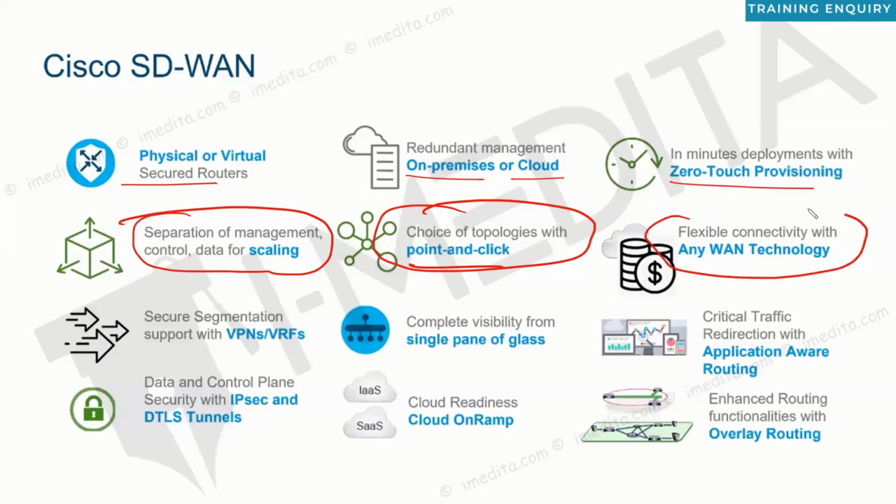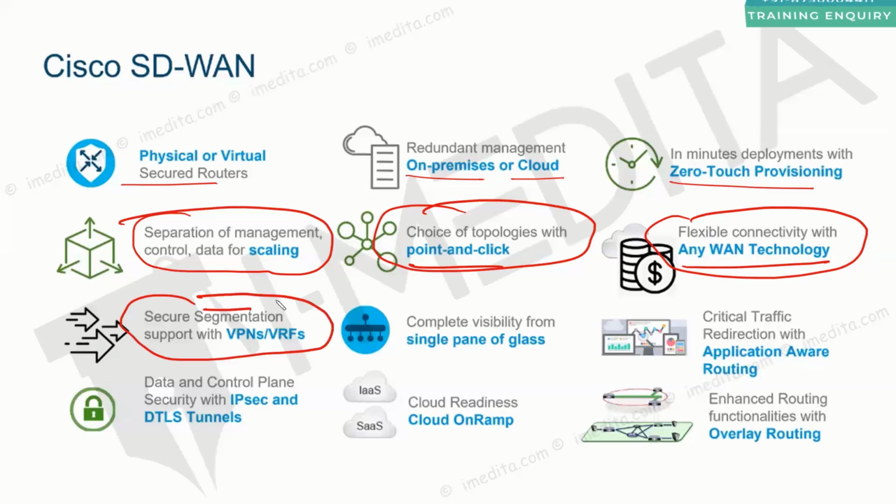Flexible connectivity with any WAN technology. As I told you, you can use any WAN technology, whether it is MPLS, 4G LTE, internet, leased line, or broadband connectivity. Secure segmentation is supported by Cisco. VRF is much in use here. Without VRF, you can't implement Cisco SD-WAN. Cisco has used VRF a lot in this solution for segmentation purposes.